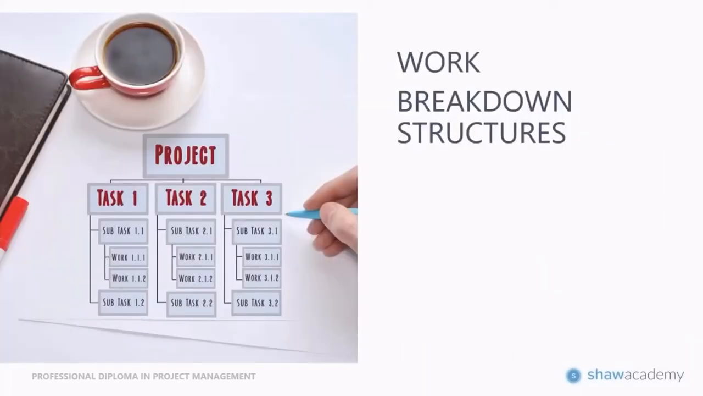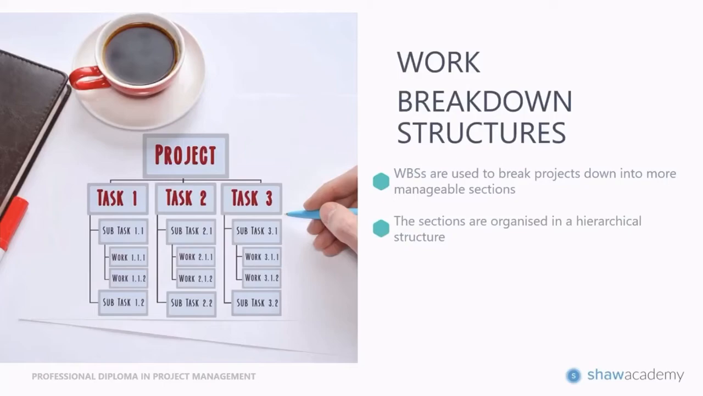On the left here you'll see an example of a work breakdown structure, but let's dig a little bit deeper into the theory first. Your work breakdown structures are used to break projects down into more manageable sections. So rather than just saying, we need to build a website, you're actually breaking it down into the smaller steps that need to be accomplished in order to build your website. The sections are organized into a hierarchical structure, meaning that the biggest tasks or the most important things are at the top, and then it breaks down into smaller subtasks. The further down a work breakdown structure you go, the more details are available.